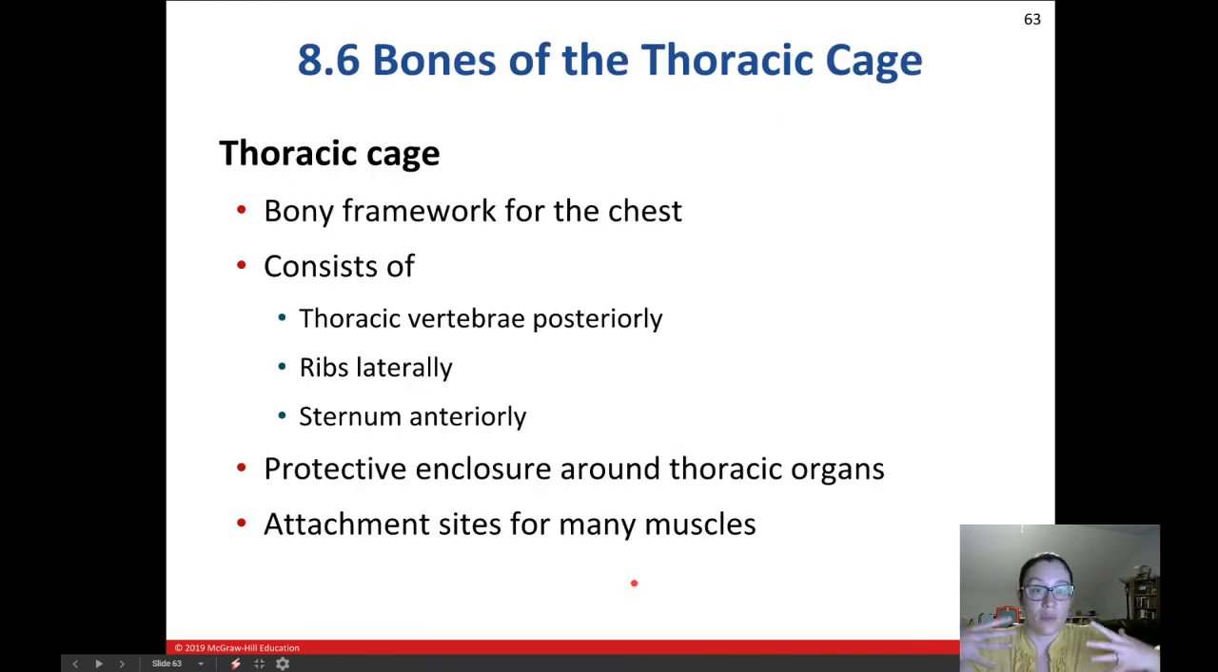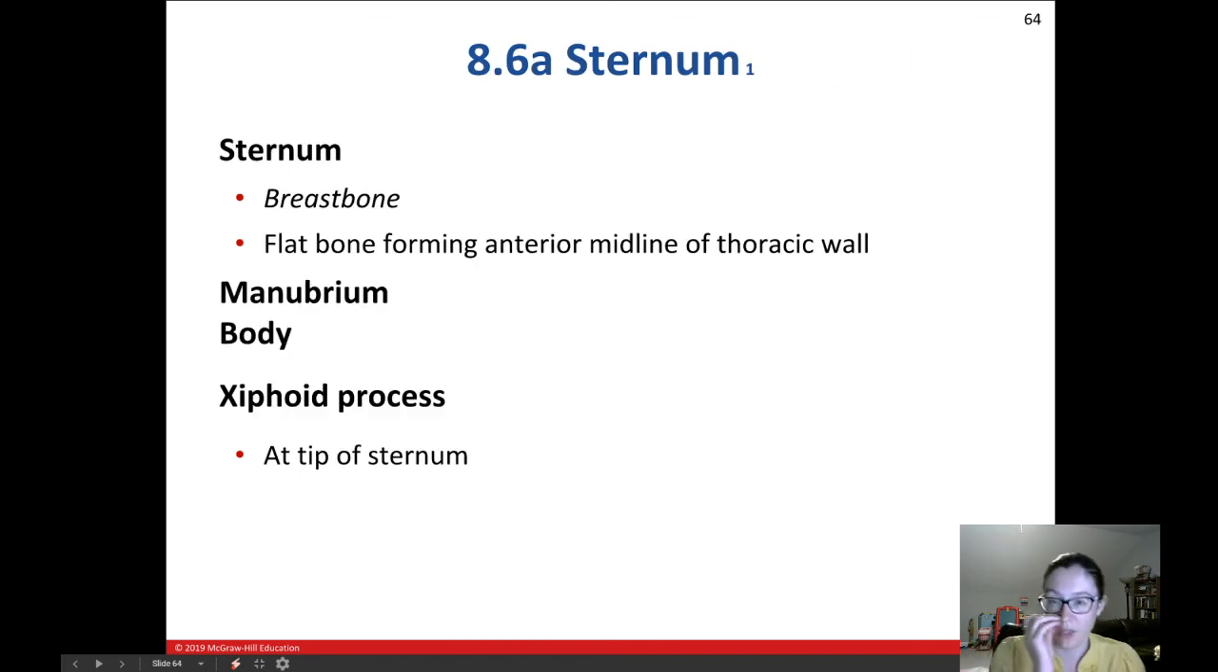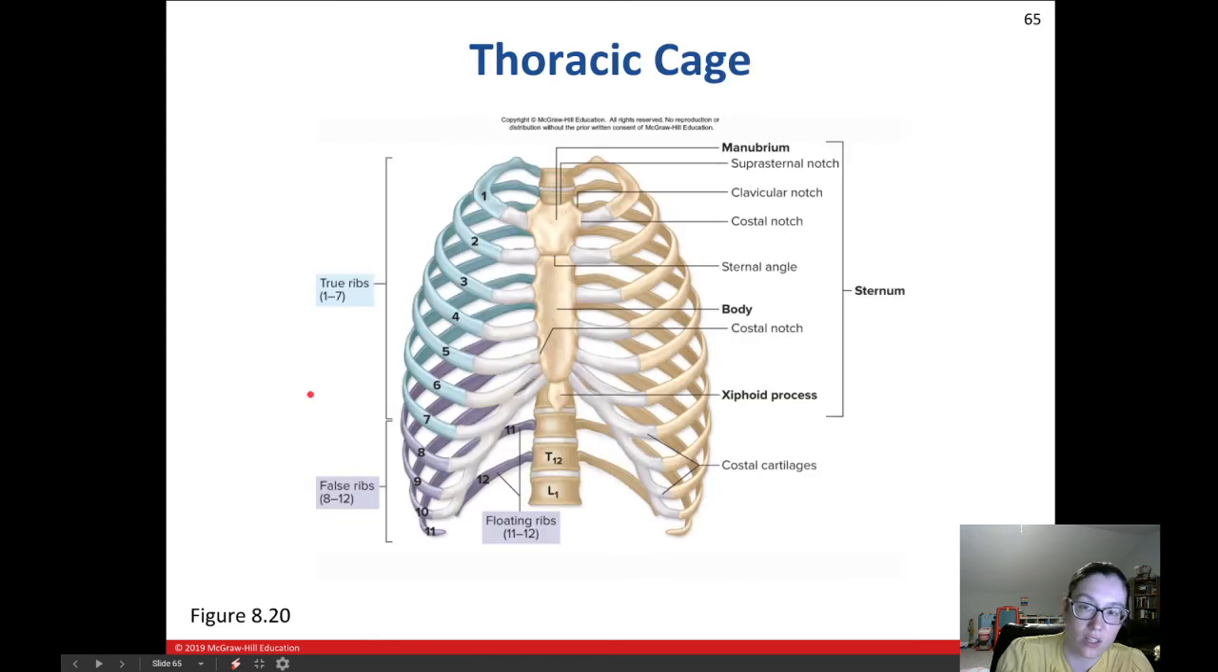So now we're going to move up to the rib cage. Remember that we have 12 thoracic vertebrae. Each of them is attached to 2 ribs, a left and a right. So we have 24 ribs total. And then they're going to be attached to the sternum in the front. The sternum has the manubrium, the body, and the xiphoid process, which is at the tip of the sternum. So you'll have to know those 3: manubrium, body, and the xiphoid process.